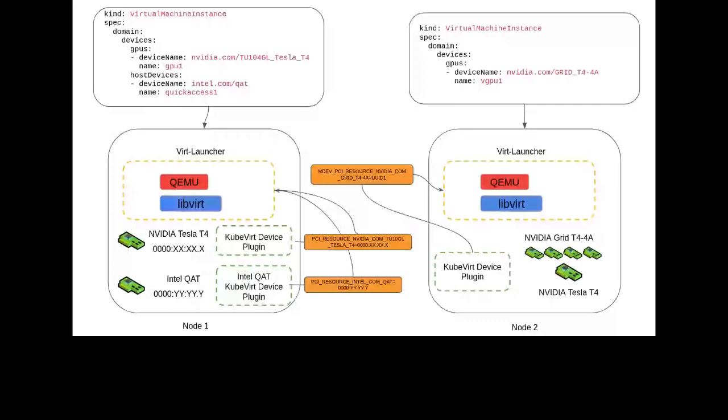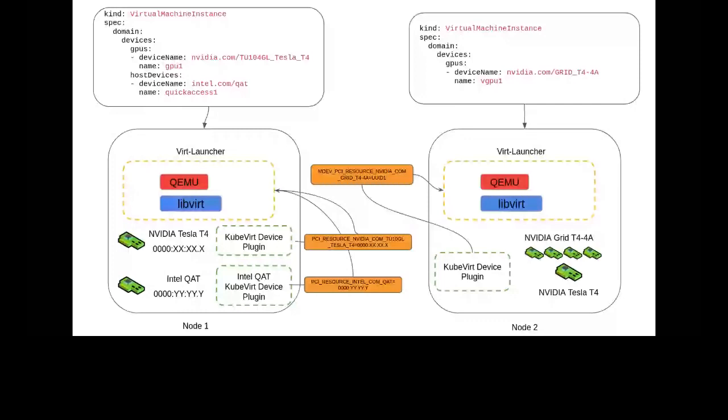And we also see that the user has already posted a spec requesting certain devices to be attached to their virtual machine. And this resulted in the Virt Launchers being scheduled on the nodes where the desired devices actually exist. And in their turn, the device plugins will allocate the devices and move them into the Virt Launcher compute container.